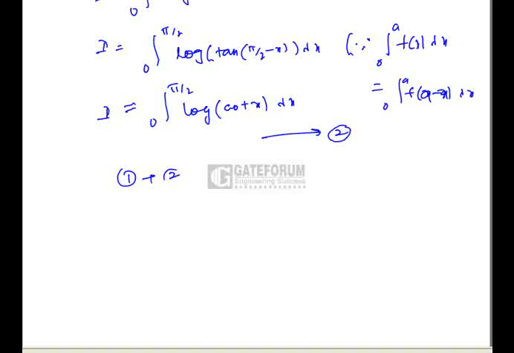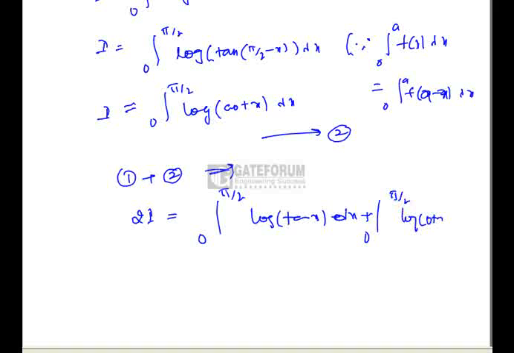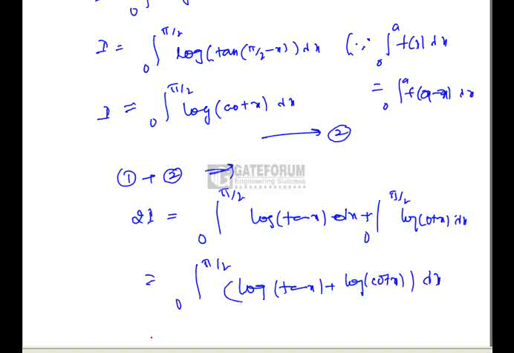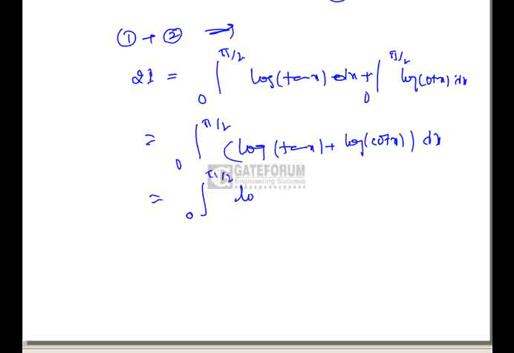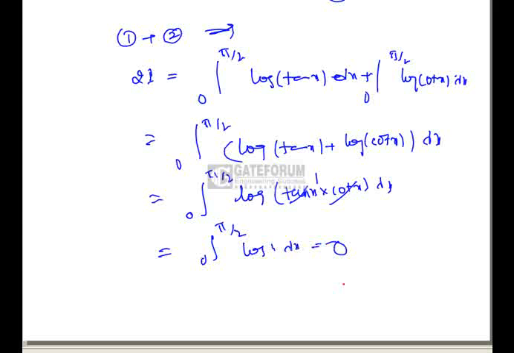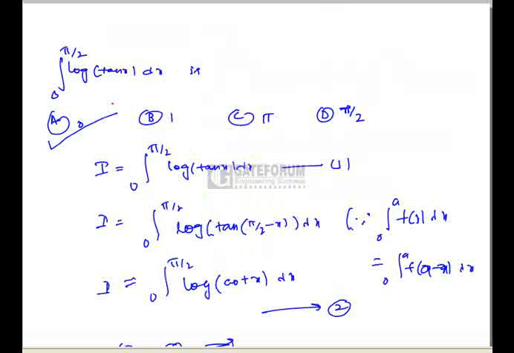Now we'll add equations 1 and 2. That is 2I is equal to integral 0 to pi by 2 log tan x plus integral 0 to pi by 2 log cot x dx. This can be written as integral 0 to pi by 2, as it is common, logarithm of tan x plus logarithm of cot x dx. We know that log a plus log b is nothing but log of ab. So this will be logarithm of tan x into cot x dx. Tan and cot are reciprocal, so the value will be 1. So 0 to pi by 2 log 1 dx. Log 1 is 0. So the entire integral will become 0. Hence the answer is A.